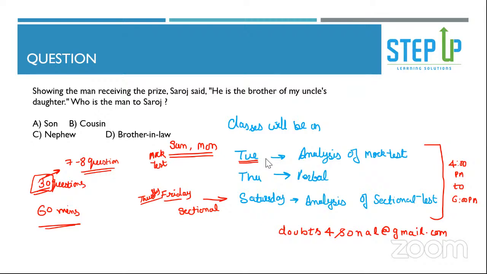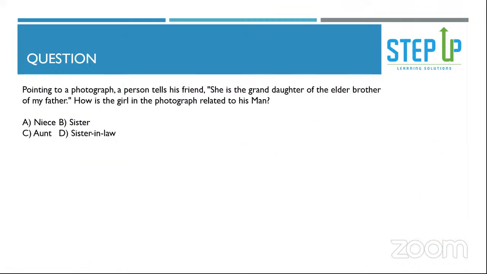All right, Bhupen. Fine. So let's finish this question quickly. I knew I was going to take 5, 10, 15 minutes on that, which is why I paused this question there. Yeah, cousin is the answer. Showing the man receiving the prize: he's the brother of my uncle's daughter. My uncle's daughter will be my cousin, and my cousin's brother will be my cousin. Yeah, I think we have solved the same question. So yes, cousin is the answer for this one.